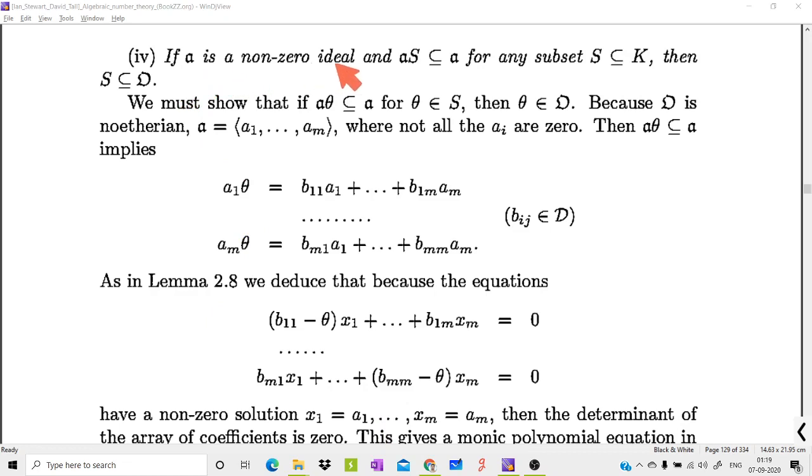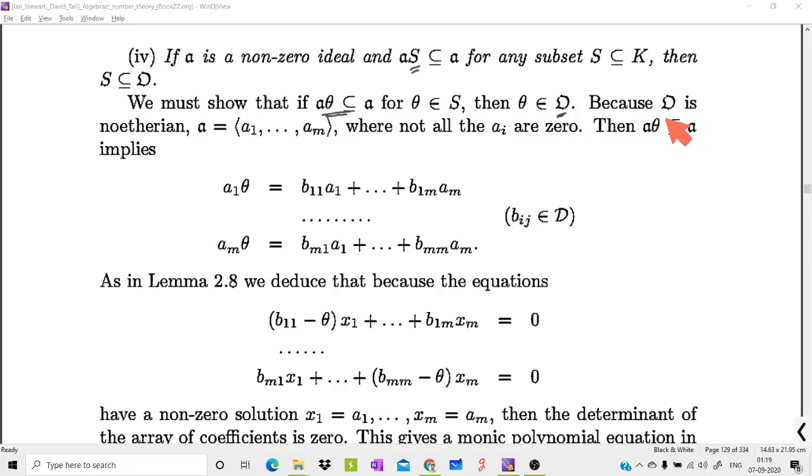If A is a non-zero ideal and AS is contained in A for any subset S of K with this property, then we can say that every element of this S is an algebraic integer. That is the result here. So we have to prove that for any S satisfying this, S is a subset of O. For that we will show that A theta is contained in A for theta belongs to S. Then we will prove that this theta is an element of O.